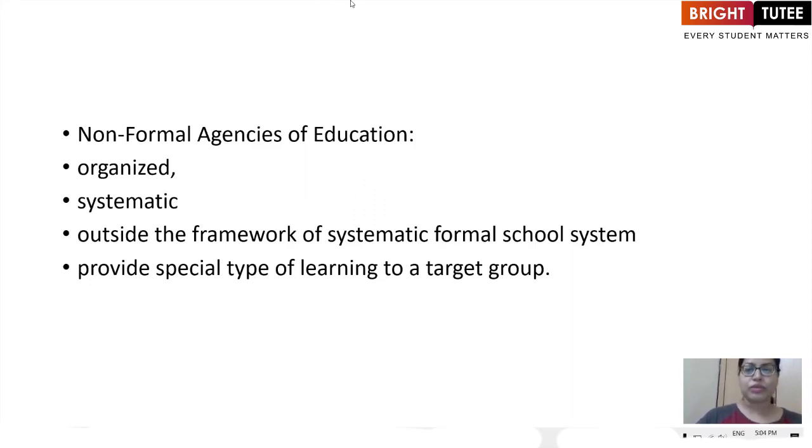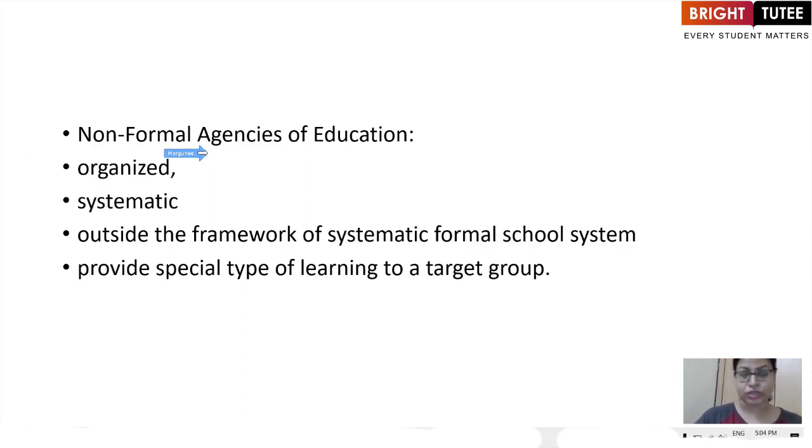Okay. So when we talk about non-formal agencies of education, if you remember, I had conveyed to you that there are three types of agencies of education. One is formal, that's the traditional one, that is school and colleges. Then there is another one that is informal, that is the kind of education that we receive from our parents at home, mass media, etc. falls under informal. Then there is a third kind of education system, that is non-formal education, which is provided by non-formal agencies of education.